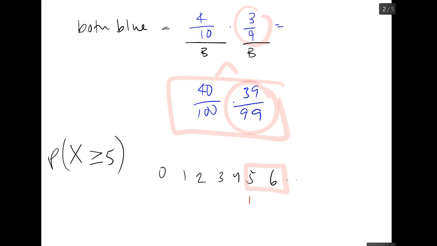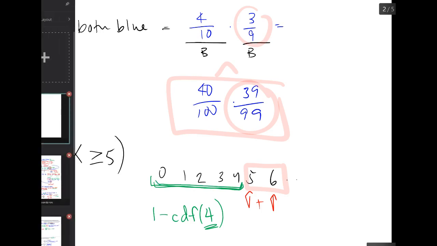So one possibility would be just to do PDF for both 5 and 6 and add them together. Another possibility would be to use CDF, and if we use CDF, we need to do a 1 minus, and that's CDF up until 4, because that's the other side of this, right? It ends at 4.